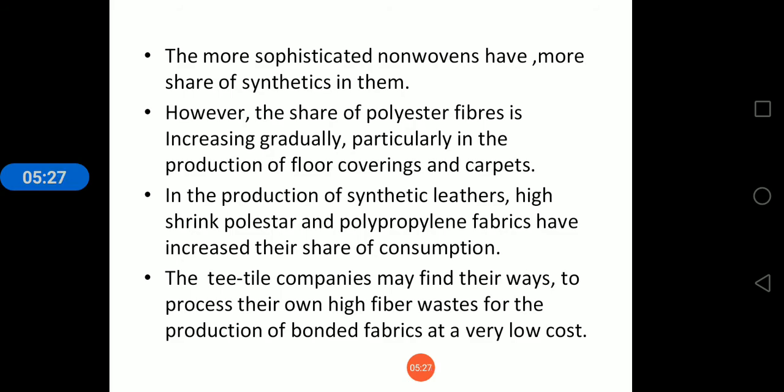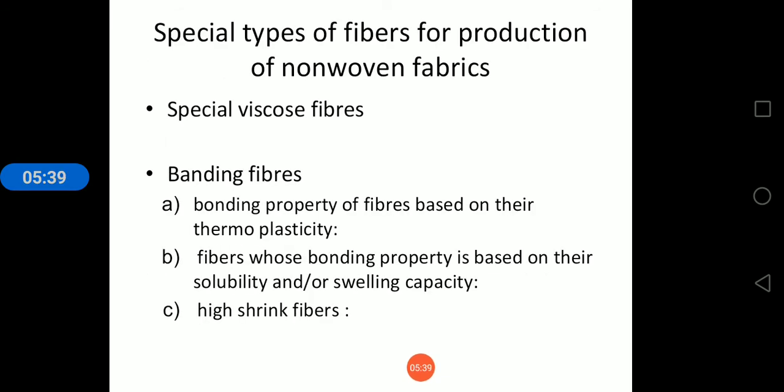Retail companies may find ways to process their own high fiber wastes for the production of bonded fabrics at a very low cost. Special types of fibers for production of nonwoven fabrics: special viscose fibers and bonding fibers. First of all, there are three types of bonding fibers: fibers whose bonding property is based on their thermoplasticity; fibers whose bonding property is based on their solubility and swelling capacity; and high strength fibers.